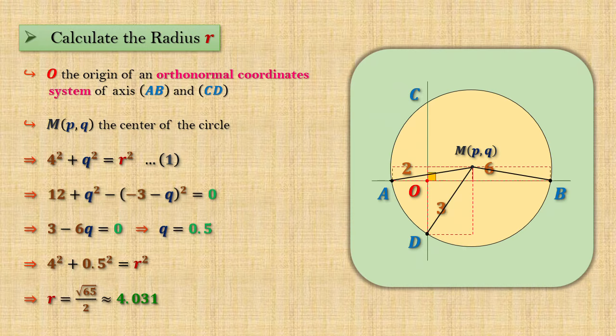By using the coordinate system, the Pythagorean theorem, and systematic algebraic manipulation, we determined the values of P and Q for the center of the circle and ultimately computed the radius R. This structured geometric approach highlights the power of coordinate geometry in solving spatial problems.